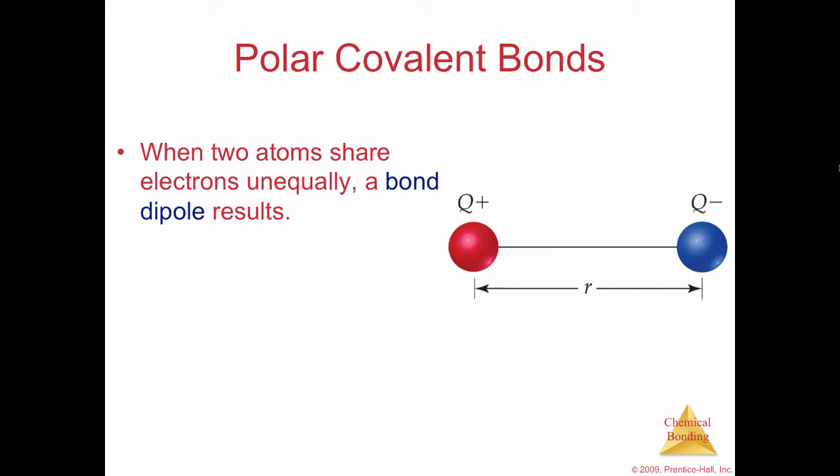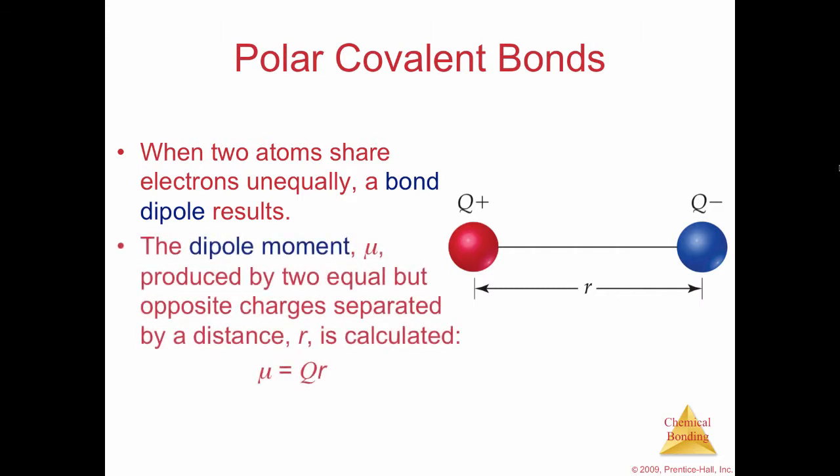When two atoms share electrons unequally, a bond dipole results. The dipole moment produced by two equal but opposite charges separated by a distance r is calculated as follows. It is measured in a unit called debye.